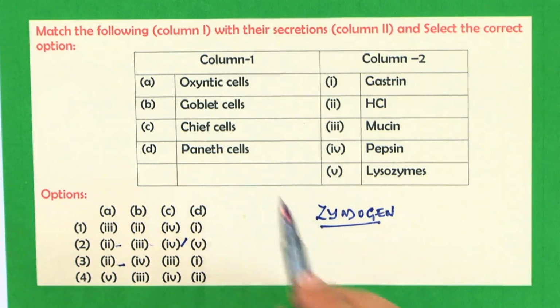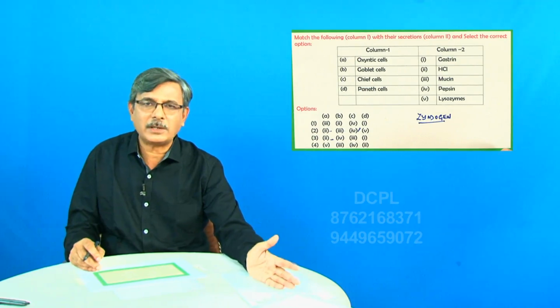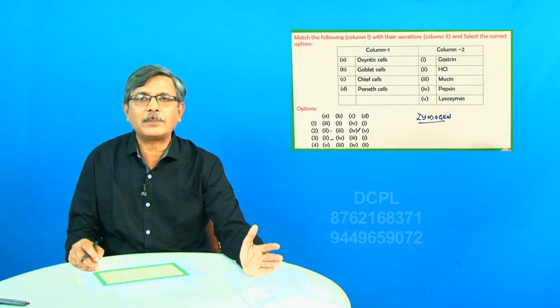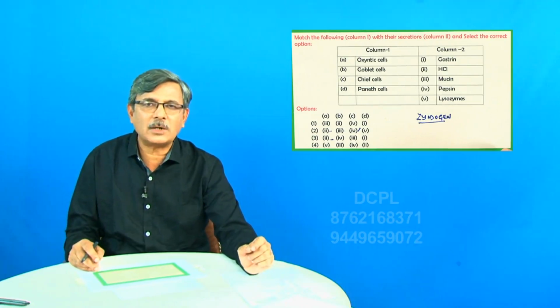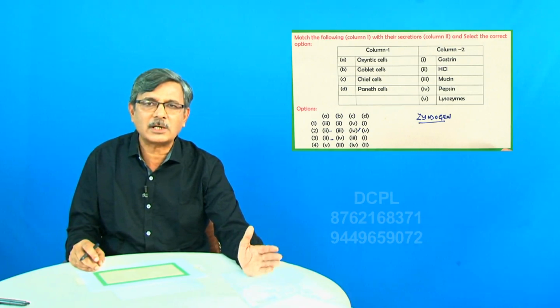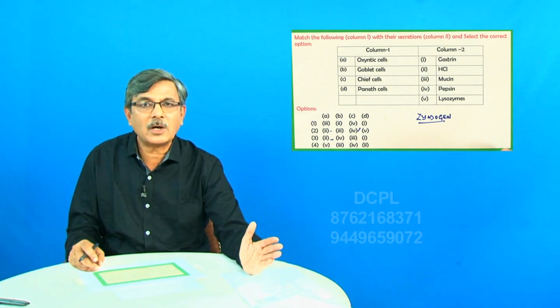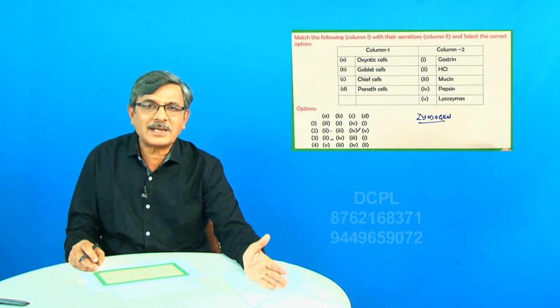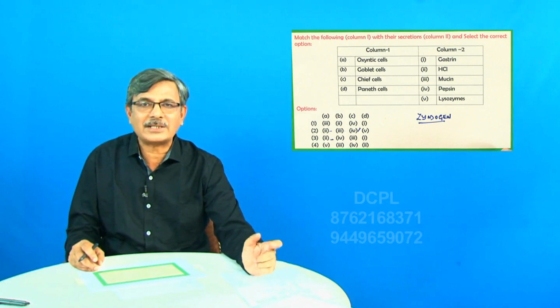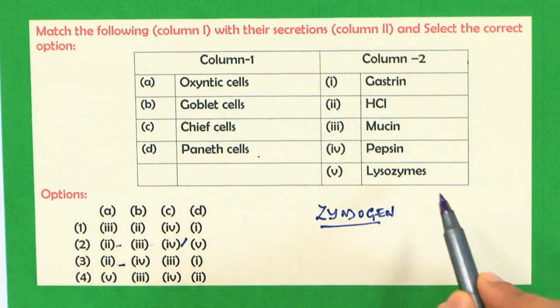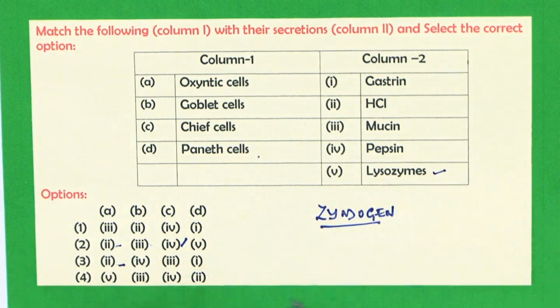Now we come to the last one, Paneth cells. Very important. When we talk about intestinal glands, we use the word crypts of Lieberkühn. Between adjacent villi of the small intestine, we are going to find simple tubular glands, what we call crypts of Lieberkühn, and the secretory cells of crypts of Lieberkühn are largely Paneth cells. Paneth cells secrete a microbicidal enzyme, what we call lysozyme. Now let us look into it. Paneth cells are matching with 5, that is lysozymes. So thereby the answer is option 2.